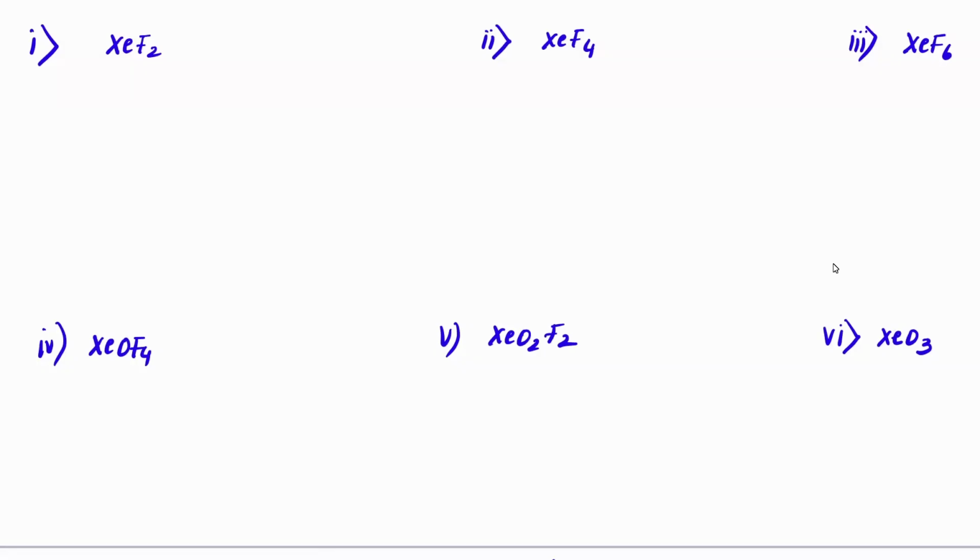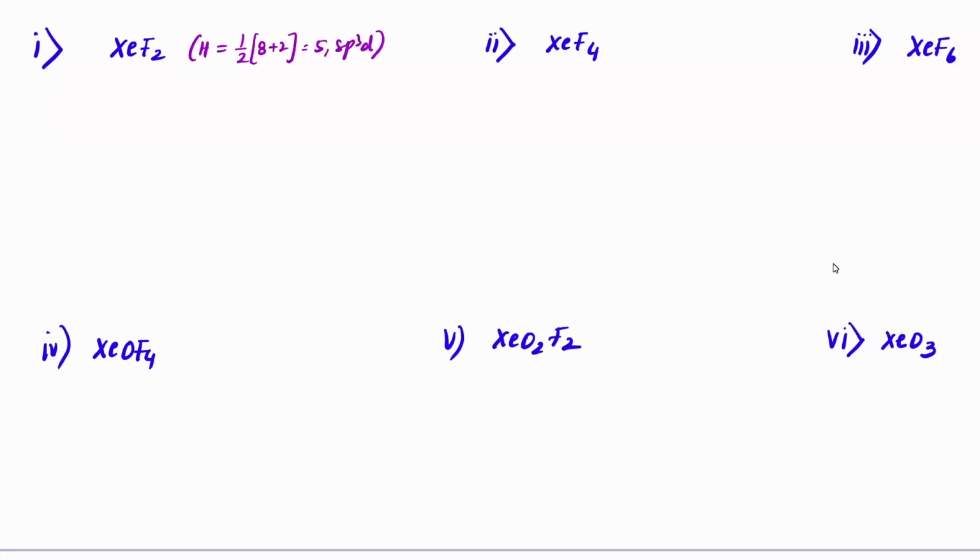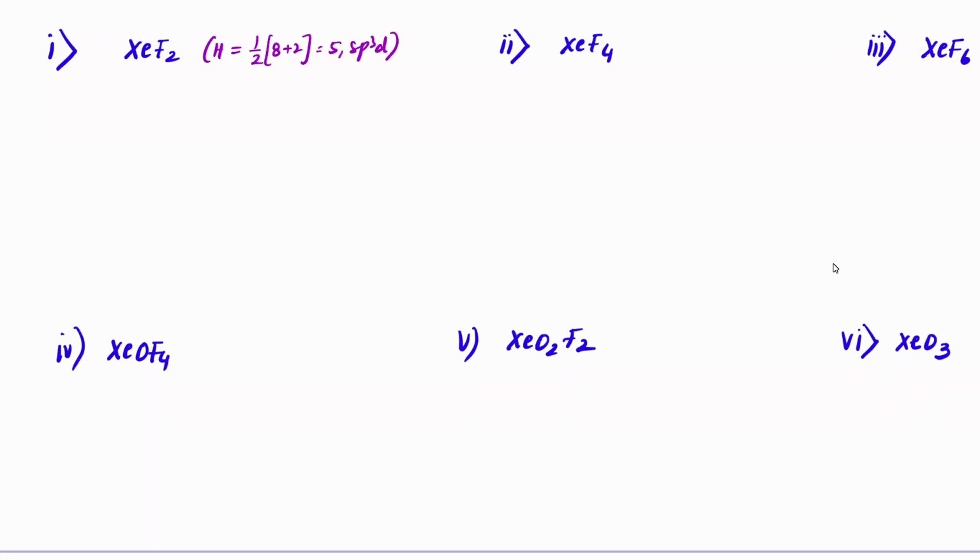Check out XeF2. XeF2 steric number would be half of 8 plus 2, which makes it 5, sp3d. But out of 5 connections we have only 2 atoms present. Hence, it must be a trigonal bipyramidal form like this, right?